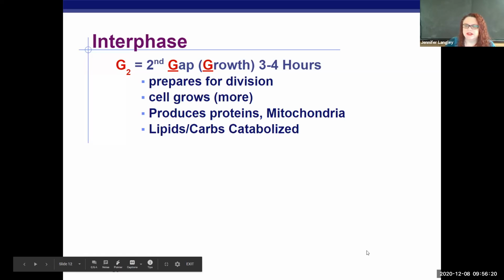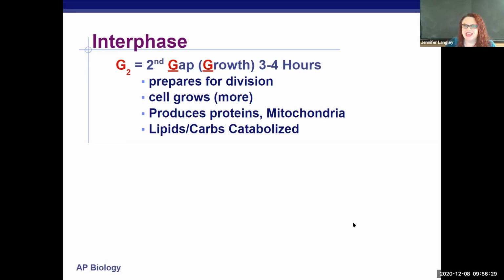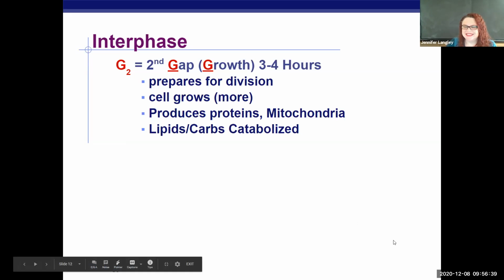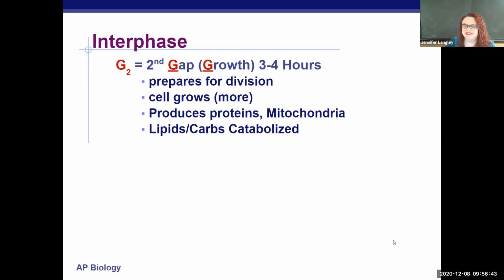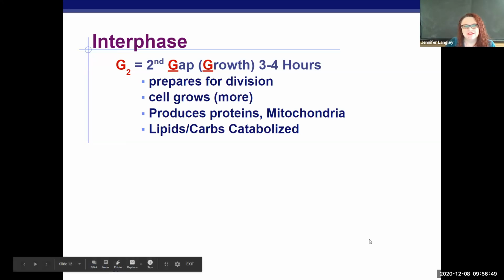Again, lipids and carbs are catabolized. This word's come up twice. Catabolized, what does that mean? Remember, it has cat in it. Excellent. Oh, I love seeing that pop up in my chat there. Yes, catabolize means to break down. Cats like to destroy things.